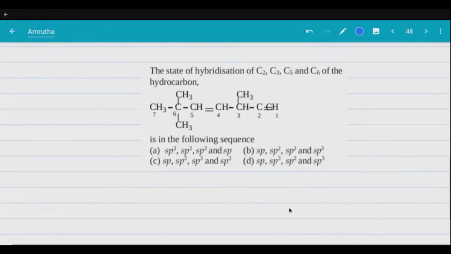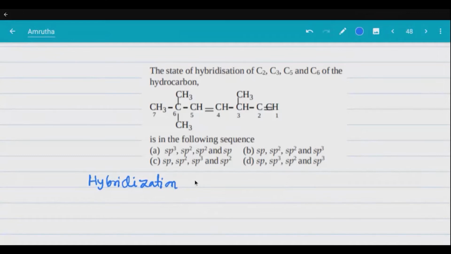Okay, are you done? So what trick are you using for finding hybridization? Hybridization. Okay, see, look at this. I'll tell you a very simple trick. Hybridization can be found very easily.